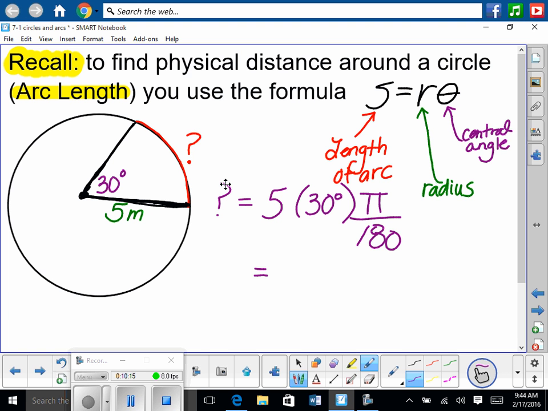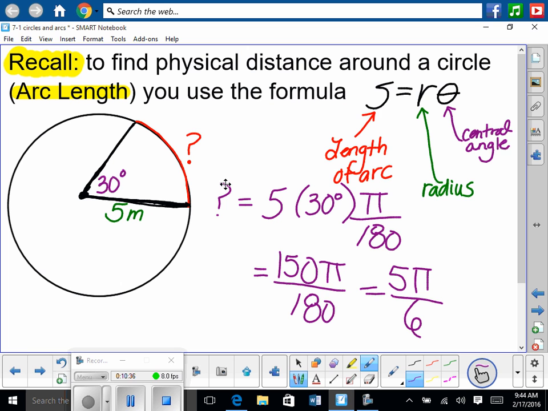We're simplifying this. It's 150 over 180. Okay, so you got 150. You multiply those together and a pi on top, right? And on bottom we have 180. What does that simplify to be? 150 over 180. 5 pi over 6. So 5 pi over 6. That is the pretty answer.